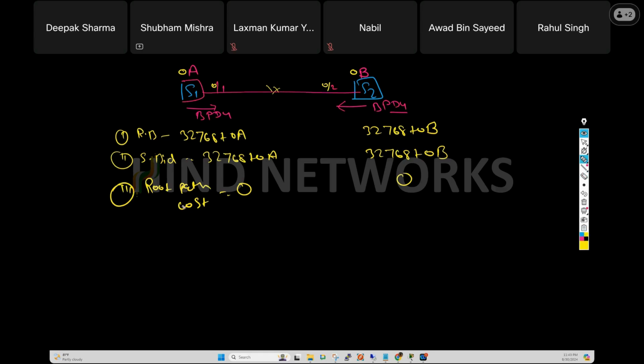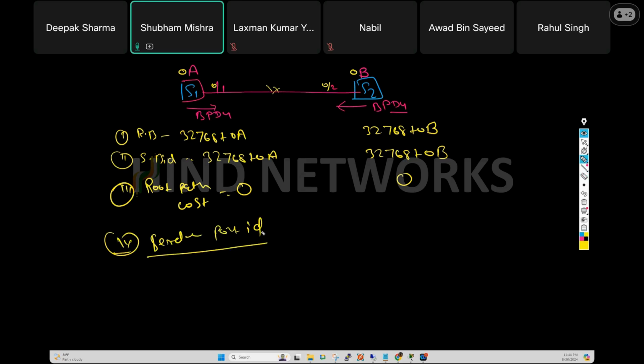Now, next, guys, I told you about the sender port ID. Basically, these are the terms. On the basis of these terms, the root bridge will be elected. Right now, you only see the basis of bridge ID, but there are multiple conditions. On the basis of those conditions, the root bridge will be elected. I will tell you again later, one by one.